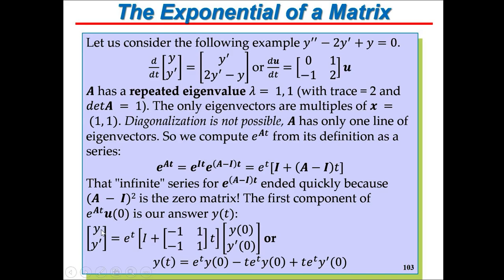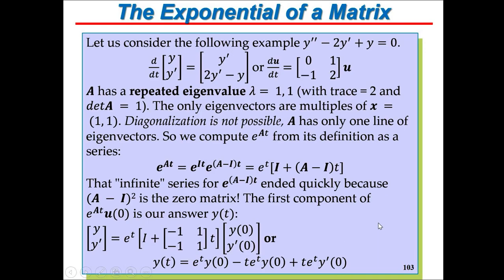So if you solve for y of t, you get e to the t times y of 0 from this identity, and then you get minus t e to the t y0 plus t e to the t y prime of 0. So you can see that the solution now doesn't simply involve the exponentials that we had seen before, e to the t, but now there are these two terms that are t times e to the t.